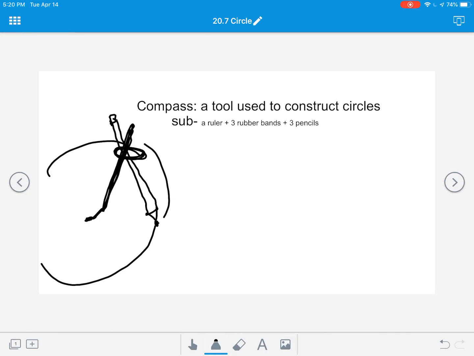Now, this is in no way, shape, or form a perfect circle that I just drew, but that is what a compass is. So I'm going to show you this when we Zoom together today.